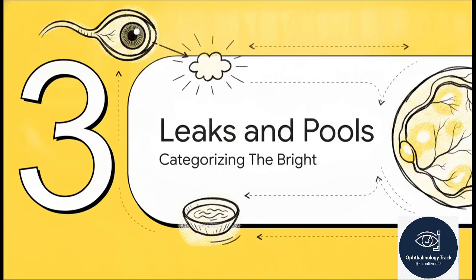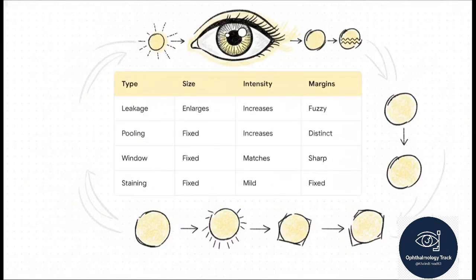All right, section 3, hyperfluorescence, leaks and pools. This is how we categorize those too bright lesions. We've covered the dark patches, so let's transition over to hyperfluorescence. This is when the angiogram is too bright, meaning there's an increased intensity of fluorescence. Now, to truly master this, there are 4 distinct patterns we absolutely must memorize: leakage, pooling, transmitted fluorescence, and staining.